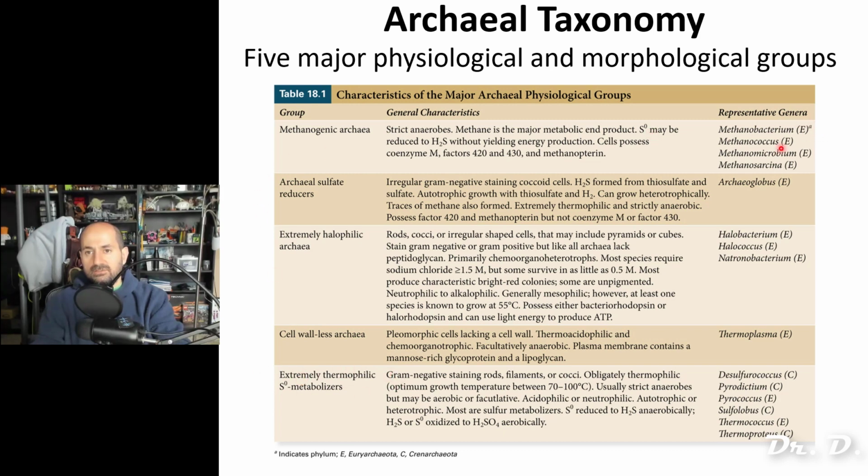However, look at the other genera, the ones that say E. Those are the Archaeota representatives. Notice how there are Archaeota representatives in each and every one of these groups of Archaea. What that should tell you is that the Archaeota are quite diverse, whereas the Archaeota are not. The Archaeota are like one-trick ponies. They are only extremely thermophilic sulfur metabolizers.